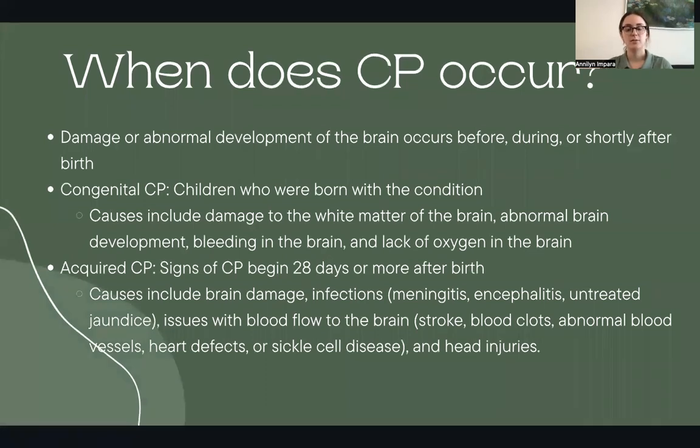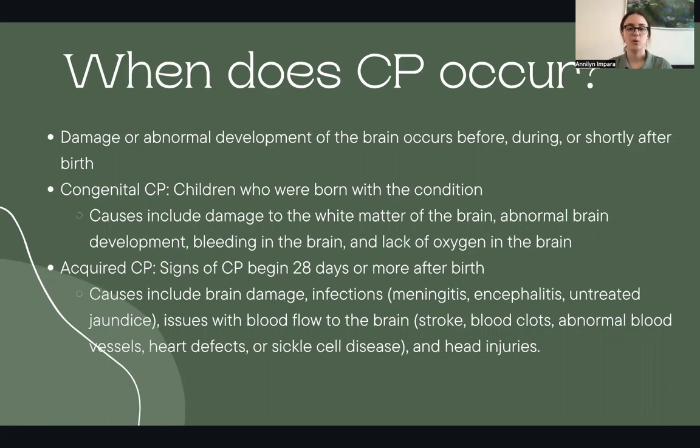When does CP occur? Damage or abnormal development of the brain occurs before, during, or shortly after birth. There are two types of CP. The first one is congenital CP, which means that the child was born with the condition. As stated above, it can occur before or during birth, as long as they are born with the condition. Causes of congenital CP include damage to white matter of the brain, abnormal brain development, bleeding in the brain, and lack of oxygen to the brain.